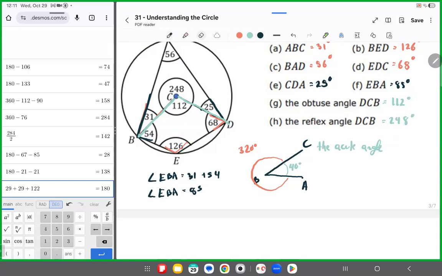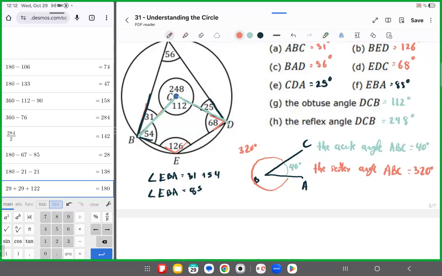I do prefer to write in the same color though. So this would be 40 degrees. And then they would go out of their way to label this the reflex angle ABC, which would be 320 degrees. So this is how you could differentiate which one's which. They'll have to tell you that it's an acute angle that you're talking about, or it's the reflex angle that you're talking about.